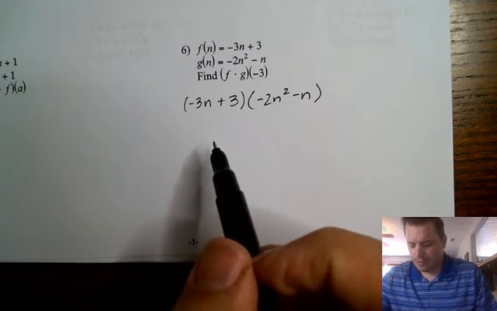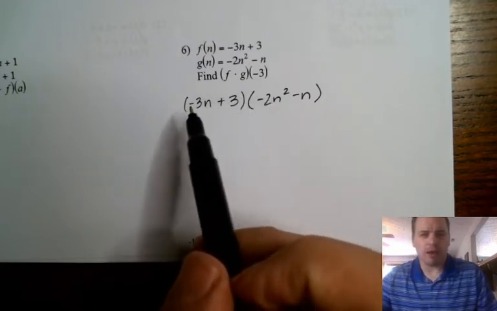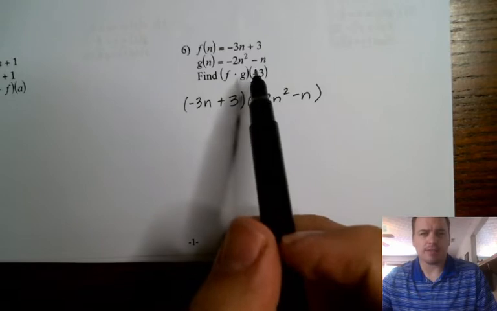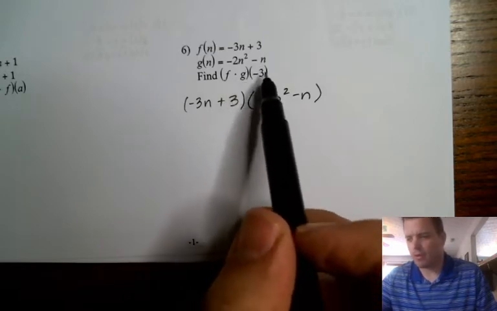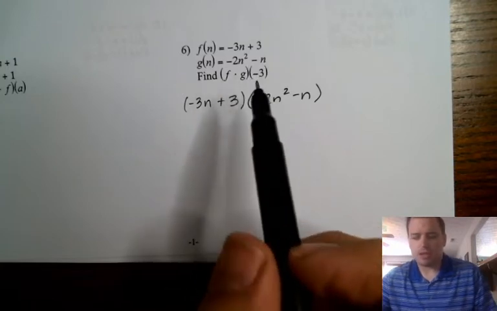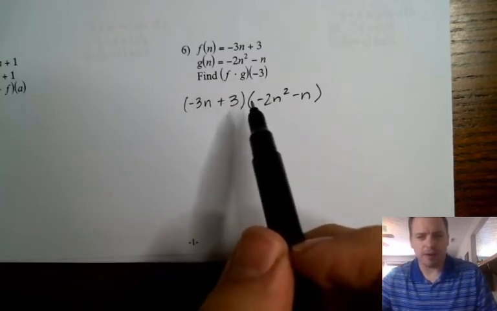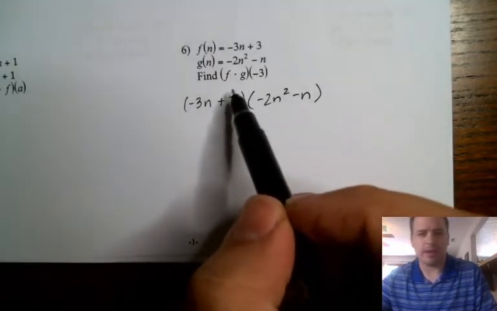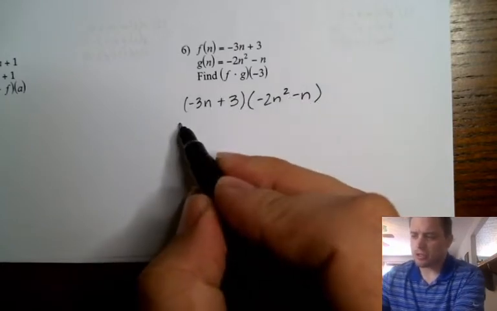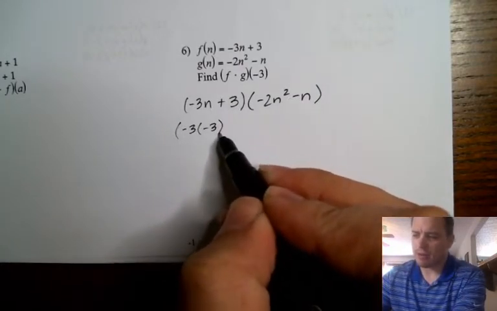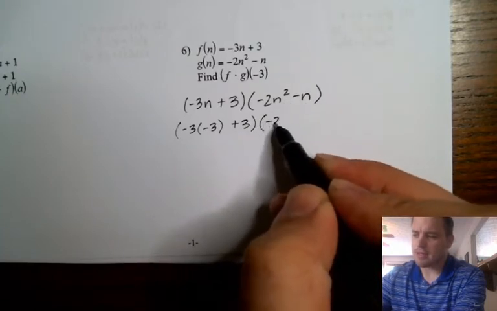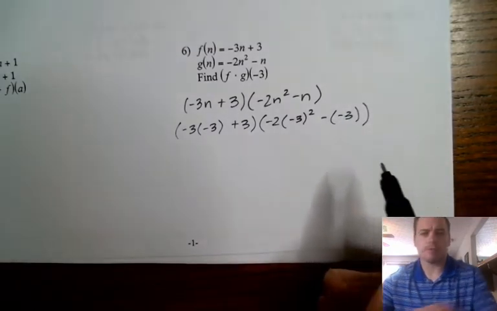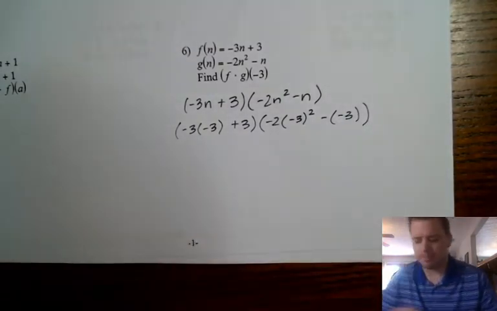Now, you would have to FOIL this right here, first, outer, inner, last, but it's not saying solve it in terms of n or the variable. It's saying solve it in terms of -3. So in that case, I would not simplify first. What I would do first is simply plug in -3 to all of our n's. So it should look like this: -3 times -3 plus 3 times -2 times -3 squared minus -3.